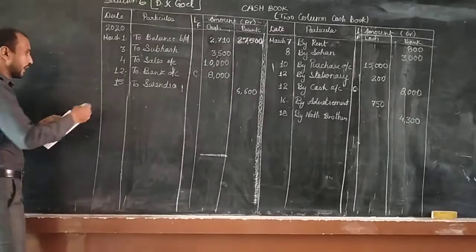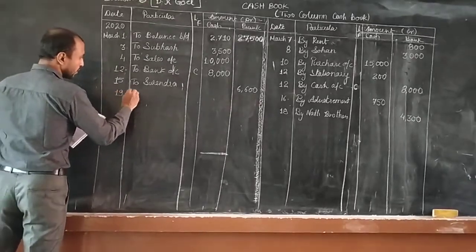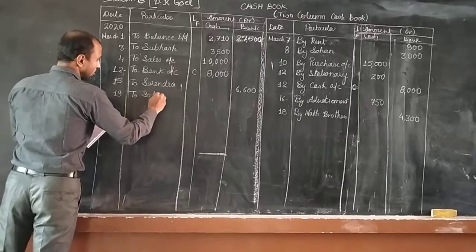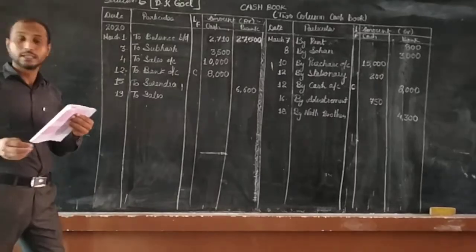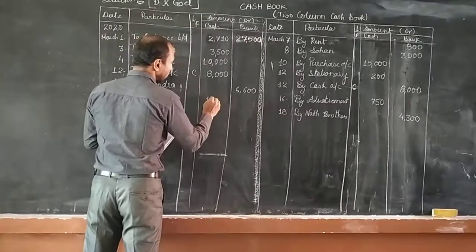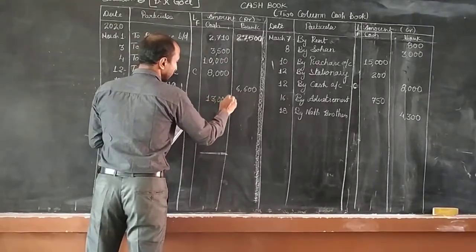Now cash sale. So we are going to receive cash on 19. So it is your sales. How much it is? Receiving? 13,000. Very good. So we are going to receive cash here 13,000.